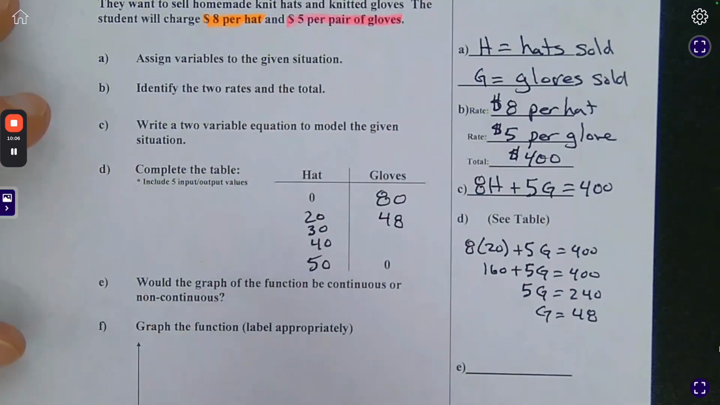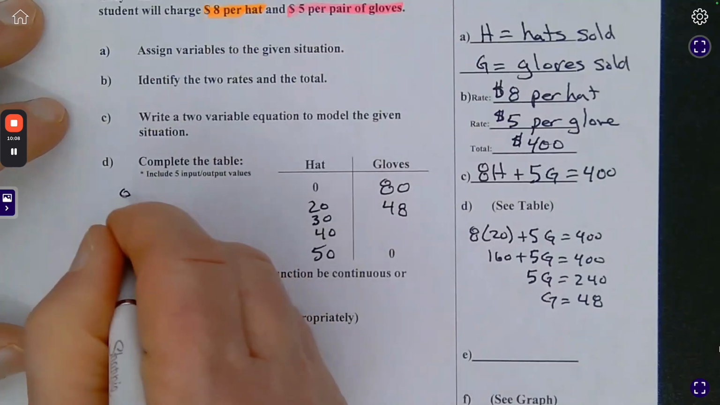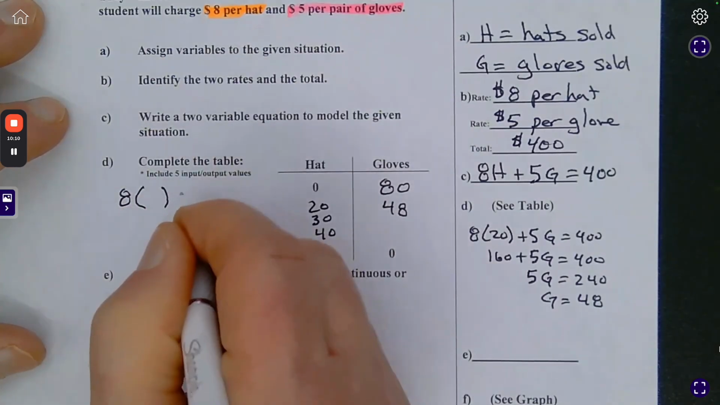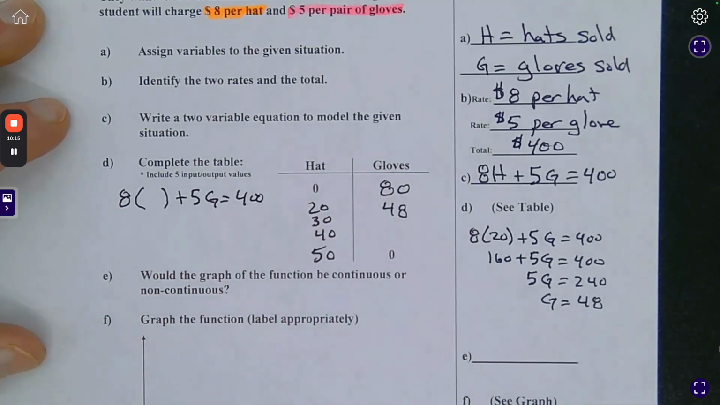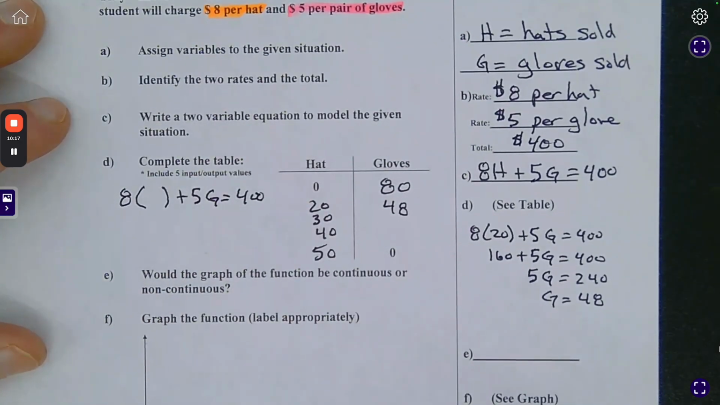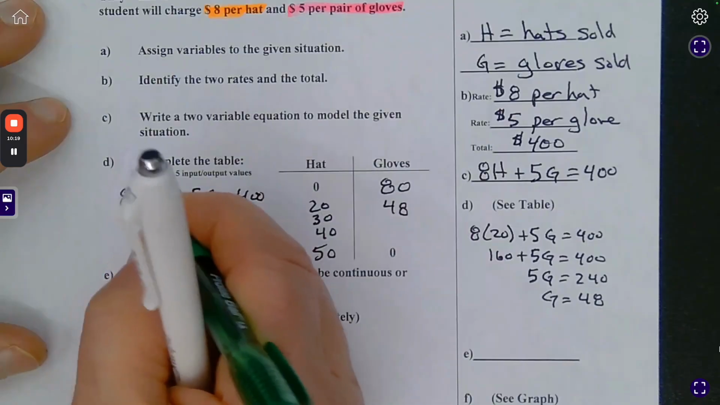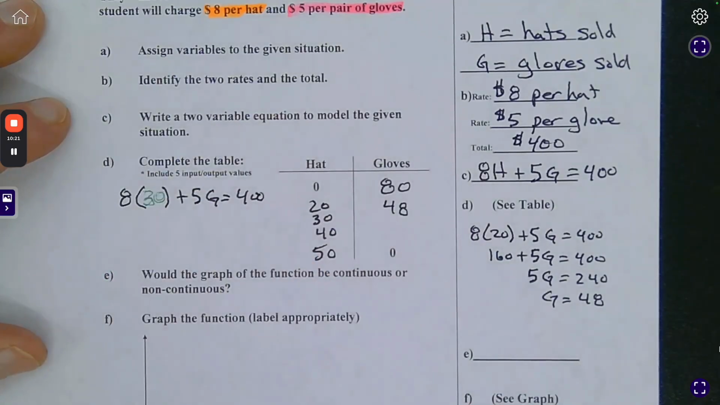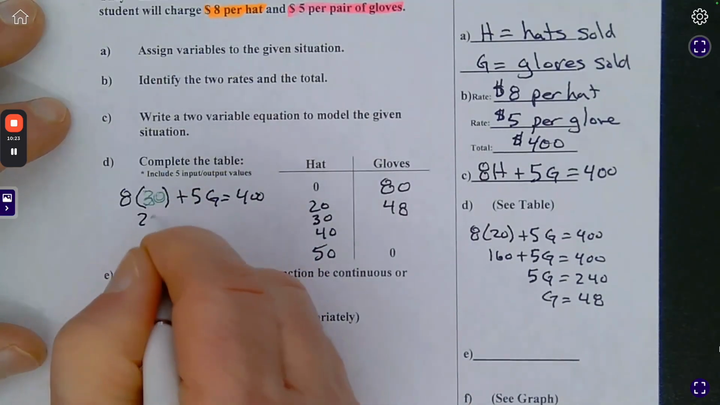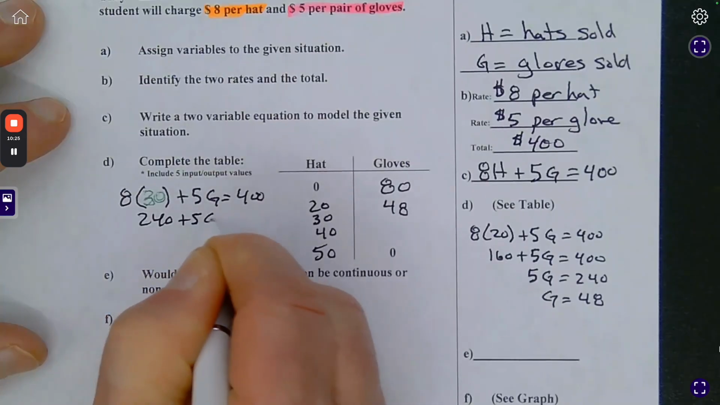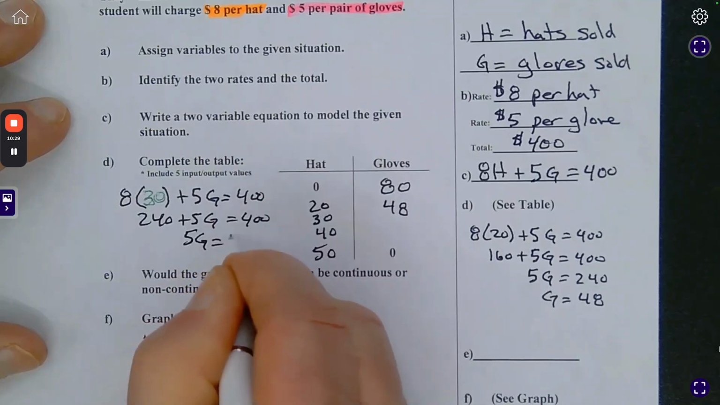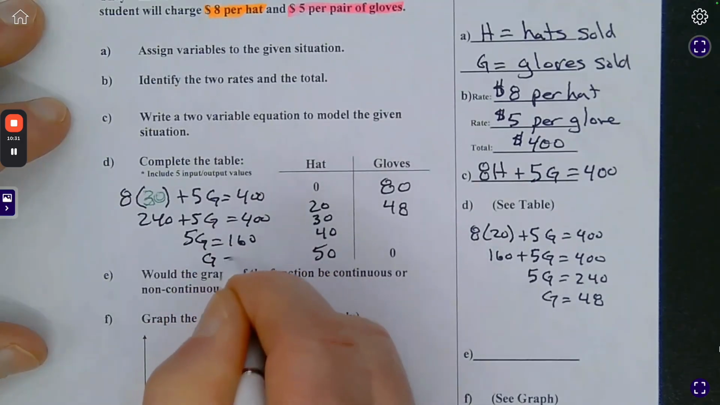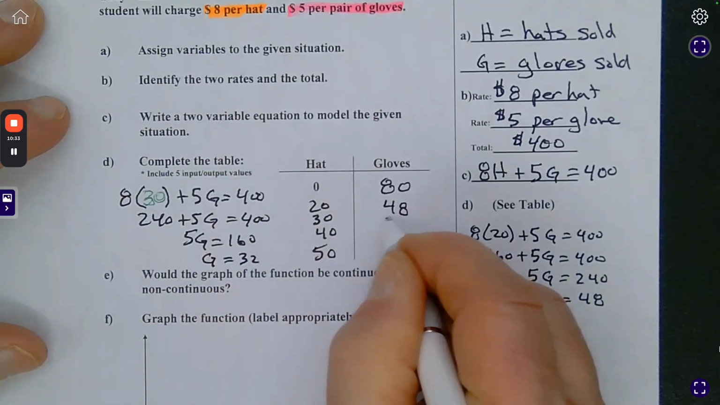Okay, now let's do 30. So I'm going to do 8 times 30 plus 5G is equal to 400. Remember, this becomes a 30. All right, multiply those together, you get 240. Subtract 240, you get 160. Divide by 5, you get 32.